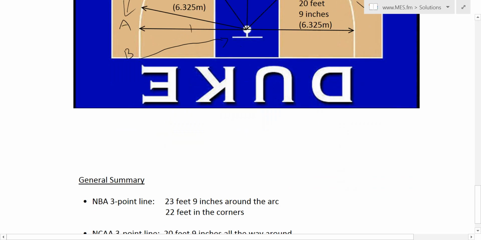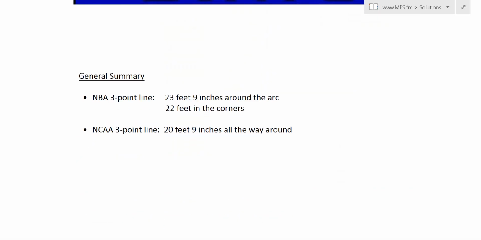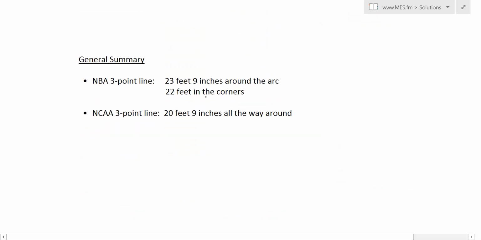So we're going to do a little quick summary over here. The NBA three-point line, around the arc, is 23 feet and 9 inches, which is the furthest point. And then in the corner, the shortest point is 22 feet. It increases along that 14-foot line until it reaches that sharp corner, which makes it its maximum distance. In the NCAA, both men's and women's, it's 20 feet 9 inches all the way around, except for that little exception we were discussing.